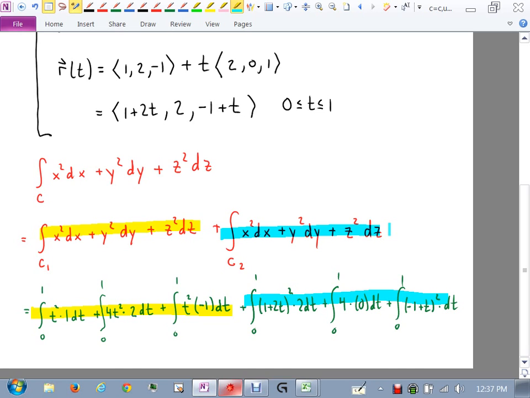And then you have to compute all those integrals, and you could actually just take all the integral signs out and make it one integral because they're all with respect to t. And they all go from 0 to 1. So you could even combine like terms together. Use your properties of integrals.